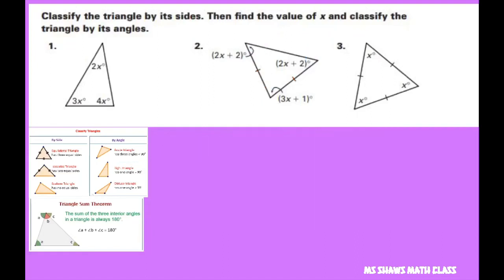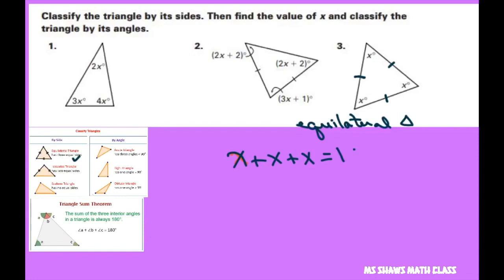And finally, we have all equal sides. So that's an equilateral triangle. And then let's solve for x. So we have x plus x plus x equals 180. We have 3 x's there. Divide both sides by 3, and you get x is 60. So all these angles are 60 degrees. They add up to 180.